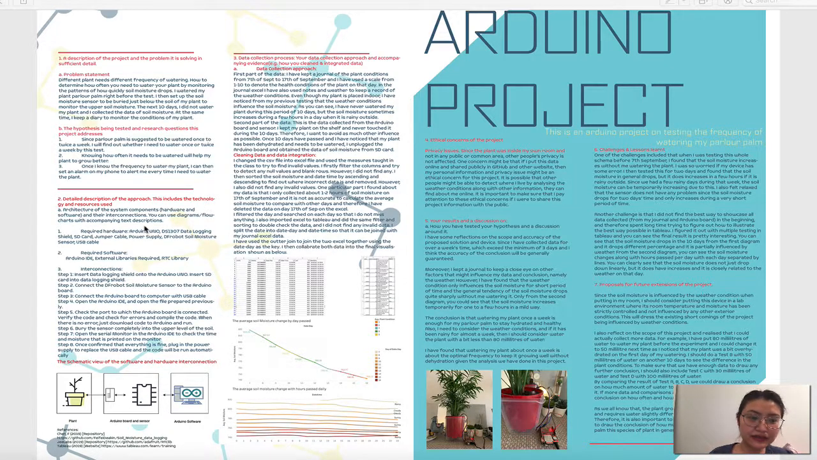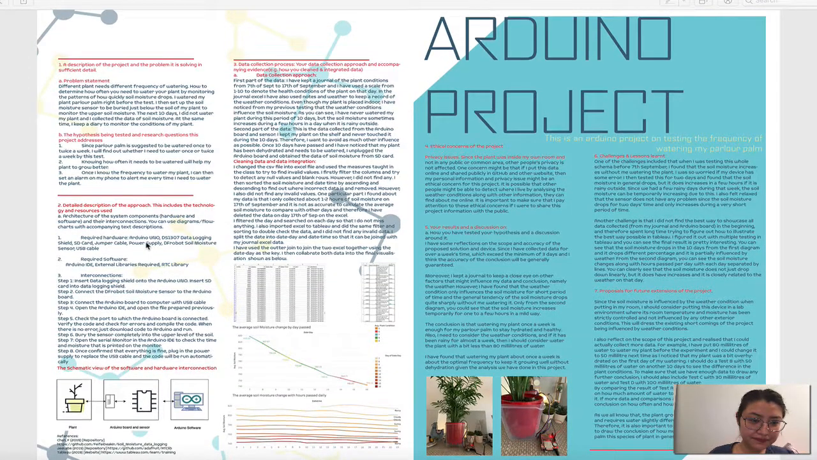Now, here is a detailed description of the approach. Firstly, the required hardware includes an Arduino Uno board, data logging shield, SD card, jumper cable, power supply, soil moisture sensor, and USB cable. The required software includes Arduino IDE, external libraries, and RTC library. And here is a schematic view of the software and hardware and the interconnection between them.